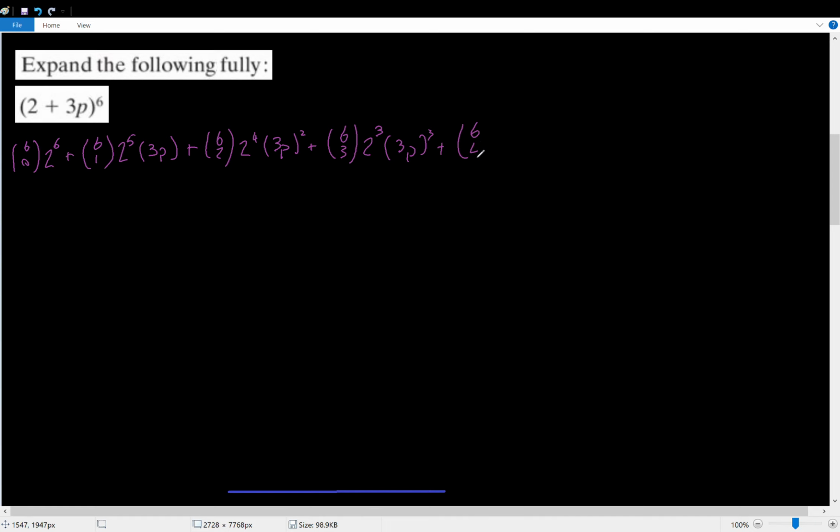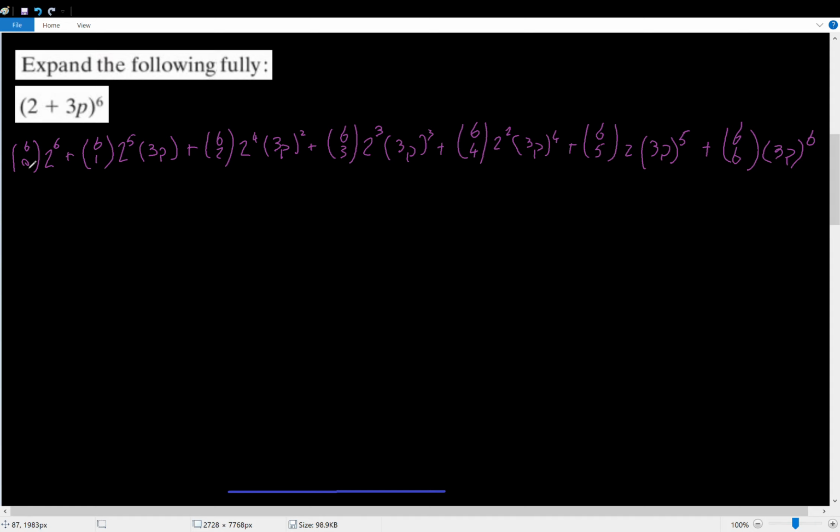plus 6 choose 4, by 2 to the 2, times 3p to the 4, plus 6 choose 5, by 2 to the 1, we don't need to write in the 1, times 3p to the 5, and at the very end, 6 choose 6, by 3p to the 6. By the last term, the 2 has gone down to 2 to the power 0, which is just going to be 1, so we don't need to bother writing that in. But now that we've got all that done, now we need to actually work out those numbers.